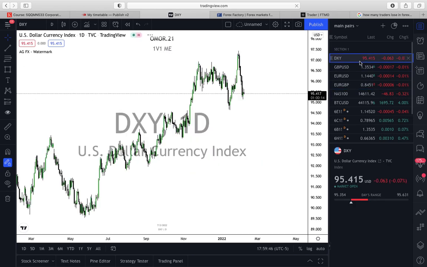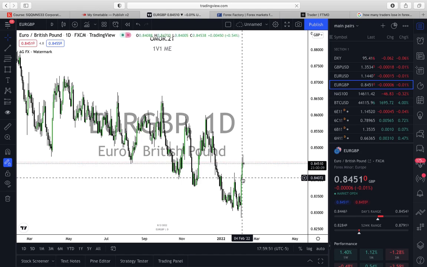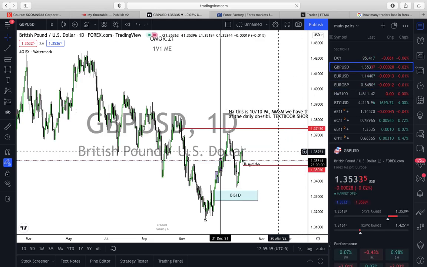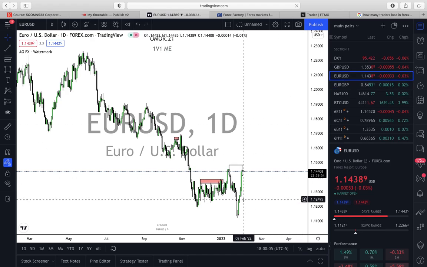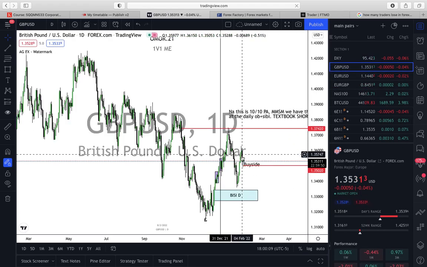So let's look at the dollar: weak. Let's look at Euro GBP. The pound is the weaker one because it's going up. So GBP USD: GBP is a bit weak, DXY is weak, so what should you see? Not as clean, more sideways. Then look at USD, big move up, GBP USD, you're getting these wicky candles.